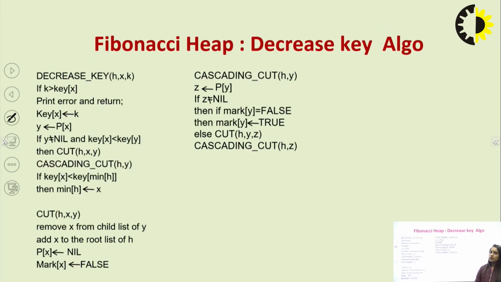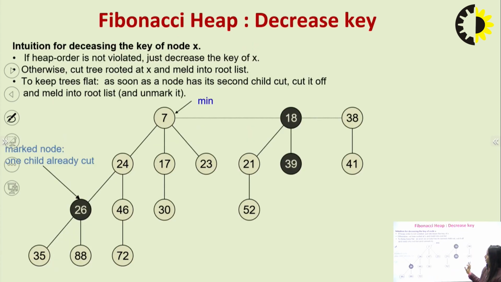Now next, which is very important, is the decrease key algorithm. Okay, fine. For this we are going to solve an example using this algorithm, right? See, here we have the Fibonacci heap in which we are going to decrease a key. Here 7 is your minimum, and this one is your marked node. This one is your marked node. I need to decrease a key.